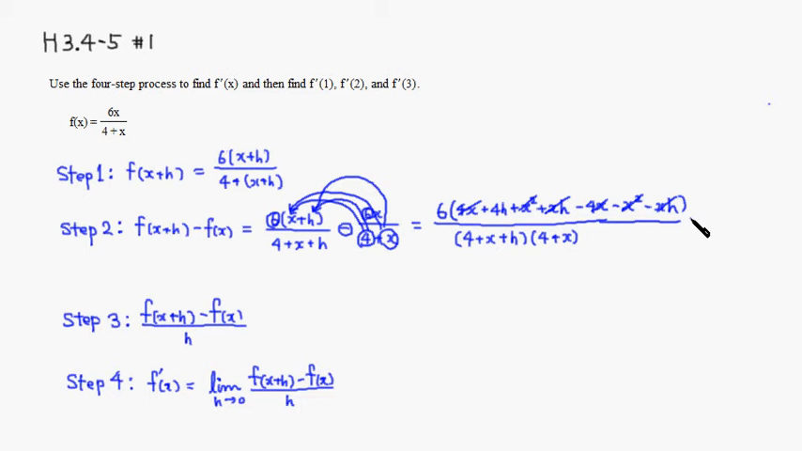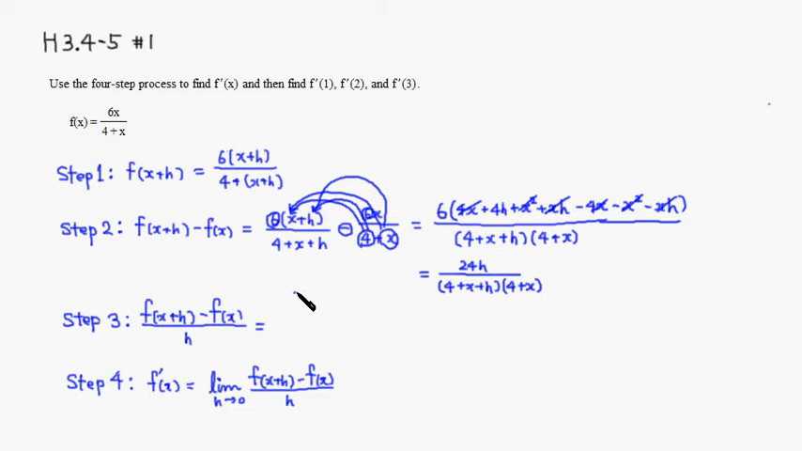So on top, you have 6 times 4h, so you have 24h over the same denominator, quantity 4 plus x plus h times quantity 4 plus x. So that's step 2. Step 3, we just have to divide step 2 by h. So we're going to do that.